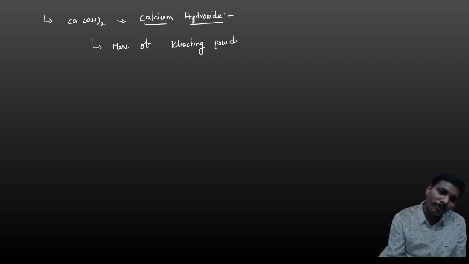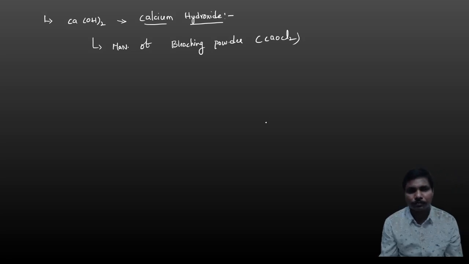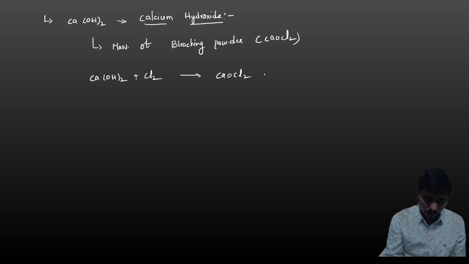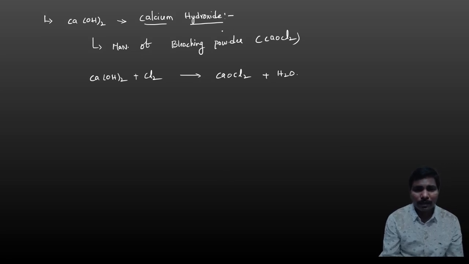So what is the formula of the bleaching powder? CaOCl2. Very important. If calcium hydroxide reacts with chlorine, it will give calcium oxychloride plus H2O. Calcium hydroxide is mainly used in the manufacturing of bleaching powder. It is also used in plasters and for softening of water.